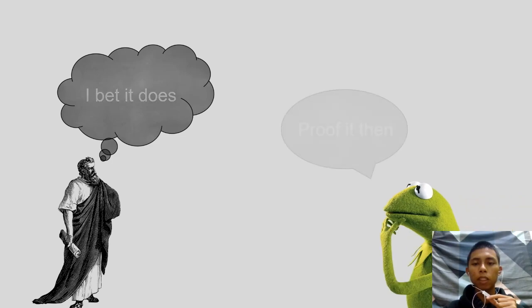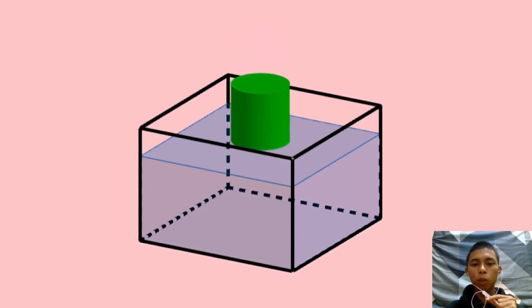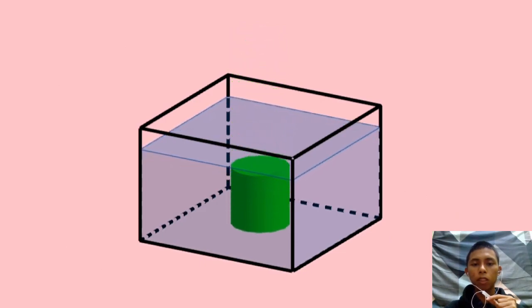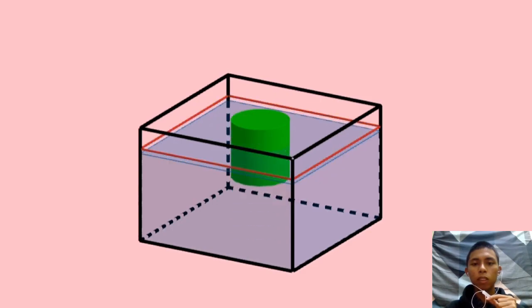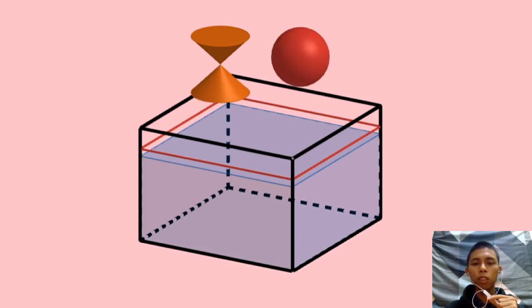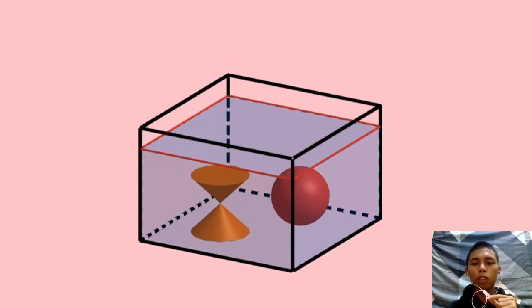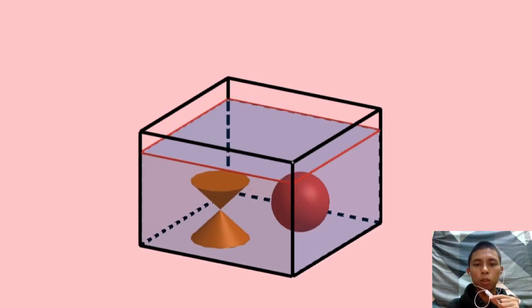But how did he make it? Simple. He dunked the cylinder in the water and let it settle. Measure the water level. Check it out. And then put these two figures in the same water. Let it settle. And the water comes up to the same level. So the volume of a cylinder equals the volume of a sphere plus the volume of the double-necked cone.